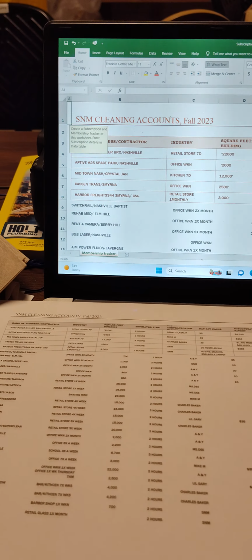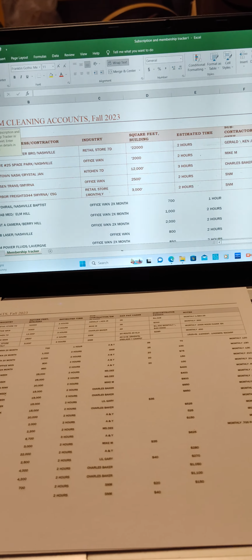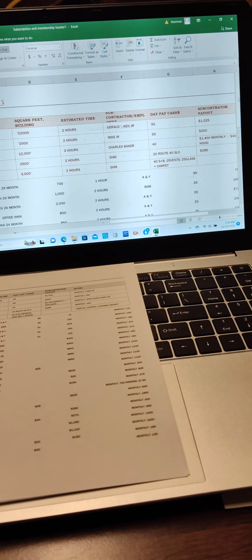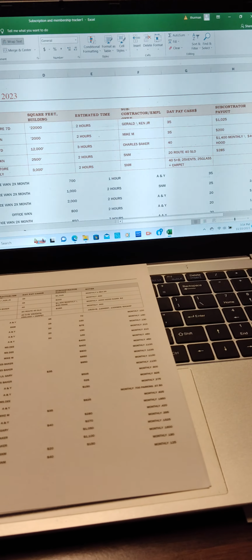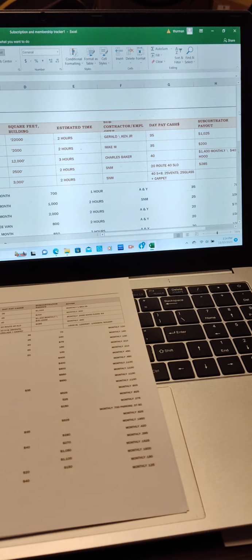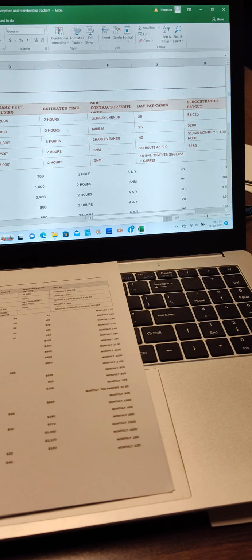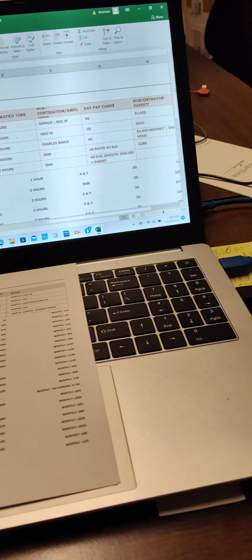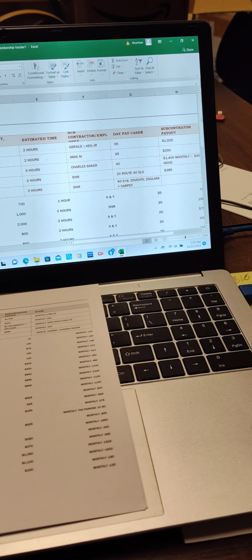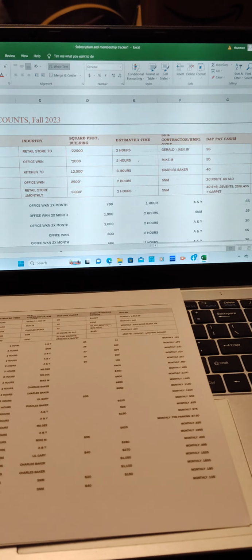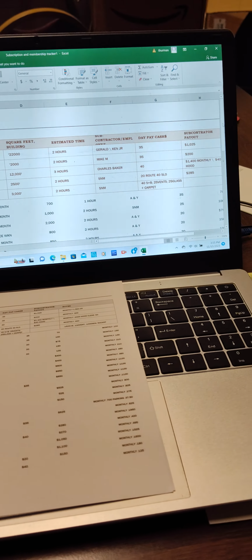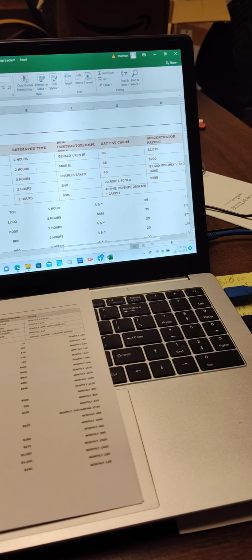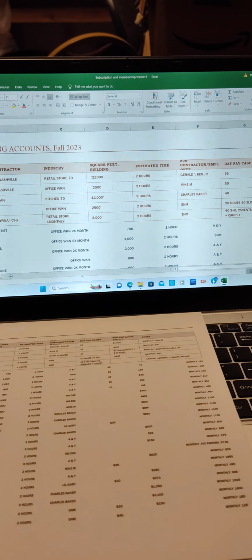Basically, I got them listed by their name. Then I have them listed as far as industry, if it's a retail store, office, bar, kitchen, school, whatever it is, usually the estimated time it usually takes a person to clean it, who I have it jobbed out to, if it's a subcontractor or an employee, what we're paying out per day.